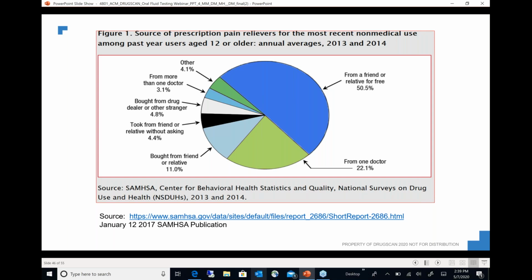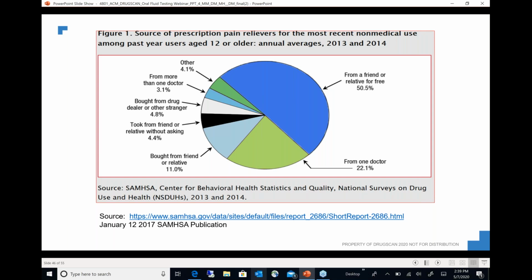22.1%, again, using them non-medically, get them from one doctor. Yes, we still have problems in this country with pill mills. It's a lot better than it had been, but we still are seeing that across the country. 11% of the individuals buy them from a friend or relative. 4.4% of them take the drugs from a friend or relative without asking.